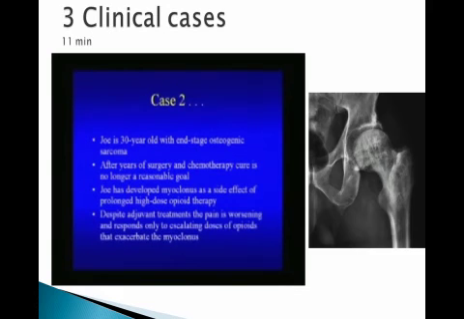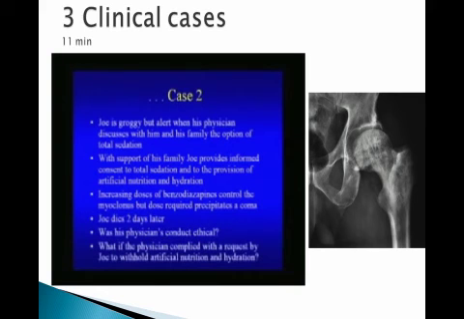Joe is a 30-year-old with end-stage osteogenic sarcoma. After years of surgery and chemotherapy, cure is no longer a reasonable goal. Joe's developed myoclonus as a side effect of prolonged high-dose therapy from opioids. Despite adjuvant treatments, the pain is worsening and responds only to escalating doses of opioids that exacerbate the myoclonus. Joe's groggy but alert when his physician discusses with him and his family the option of total sedation.